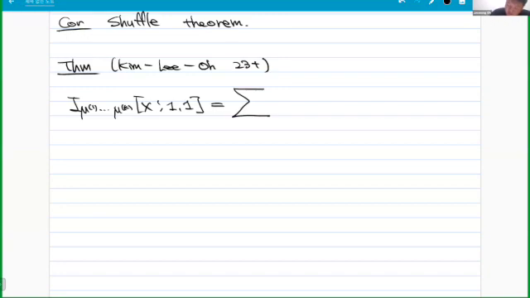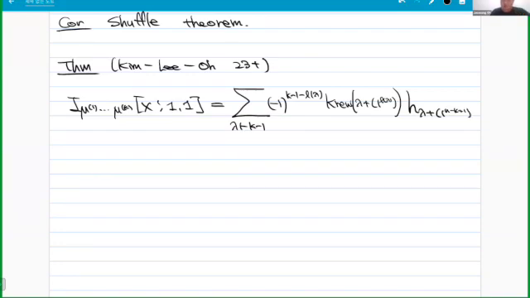So it's over all partitions of k minus 1. And it involves some sign and the Kreweras number, which counts the non-crossing set partitions or the thick paths of a certain condition. And then H. Okay, so it has a very nice H expansion formula.